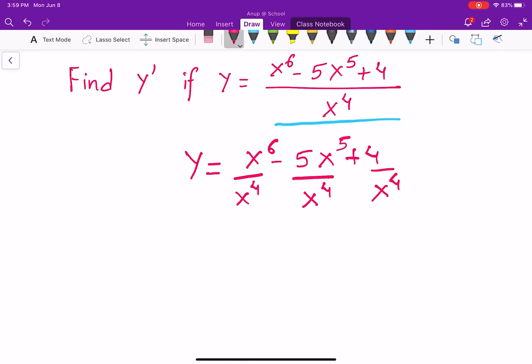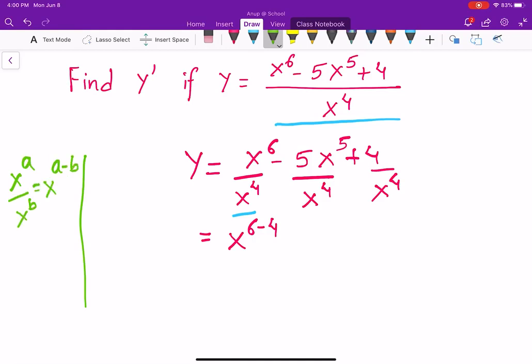When I rewrite it this way, I can simplify the first term, where I have x to the power 6 at the top and x to the power 4 at the bottom. Both have x as a common base, so I can use the exponent law and write this as x to the power 6 minus 4. What is the exponent law? If you have x to the power a divided by x to the power b with the same base, that can be combined as x to the power a minus b. That's the law I have used.